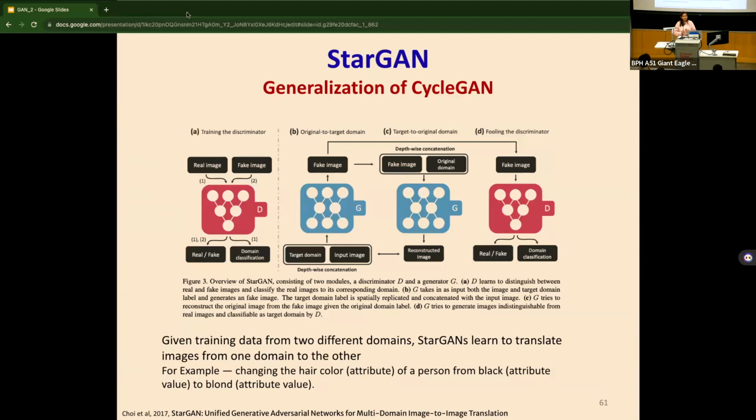What I'm getting at is that if you want all these kinds of combinations, we would need multiple models if we were just using a CycleGAN. We would need a set of two generators and one discriminator for each pair, right? And that's a lot of models. We do not want to do that. So StarGAN is a generalization of CycleGAN, which lets you deal with more domains at once.